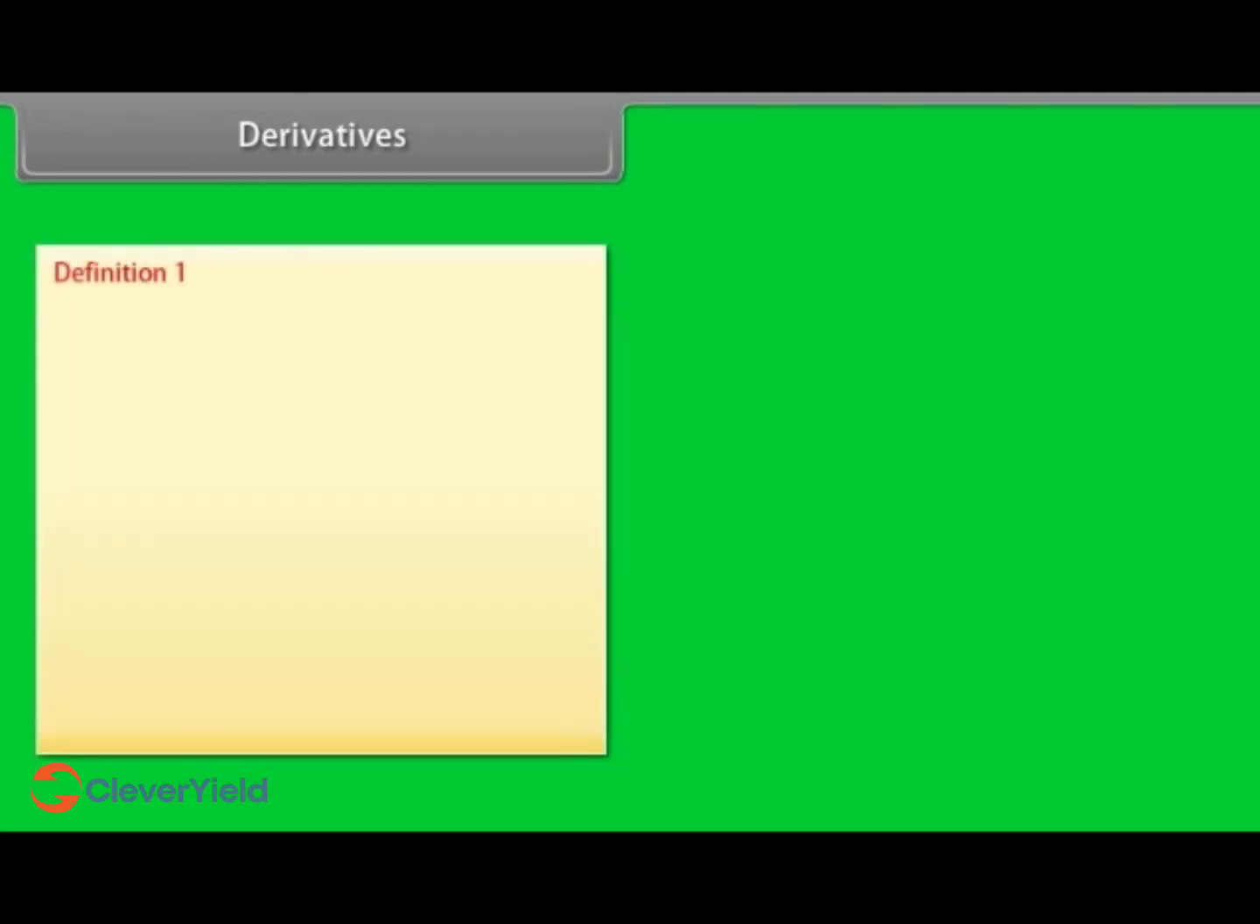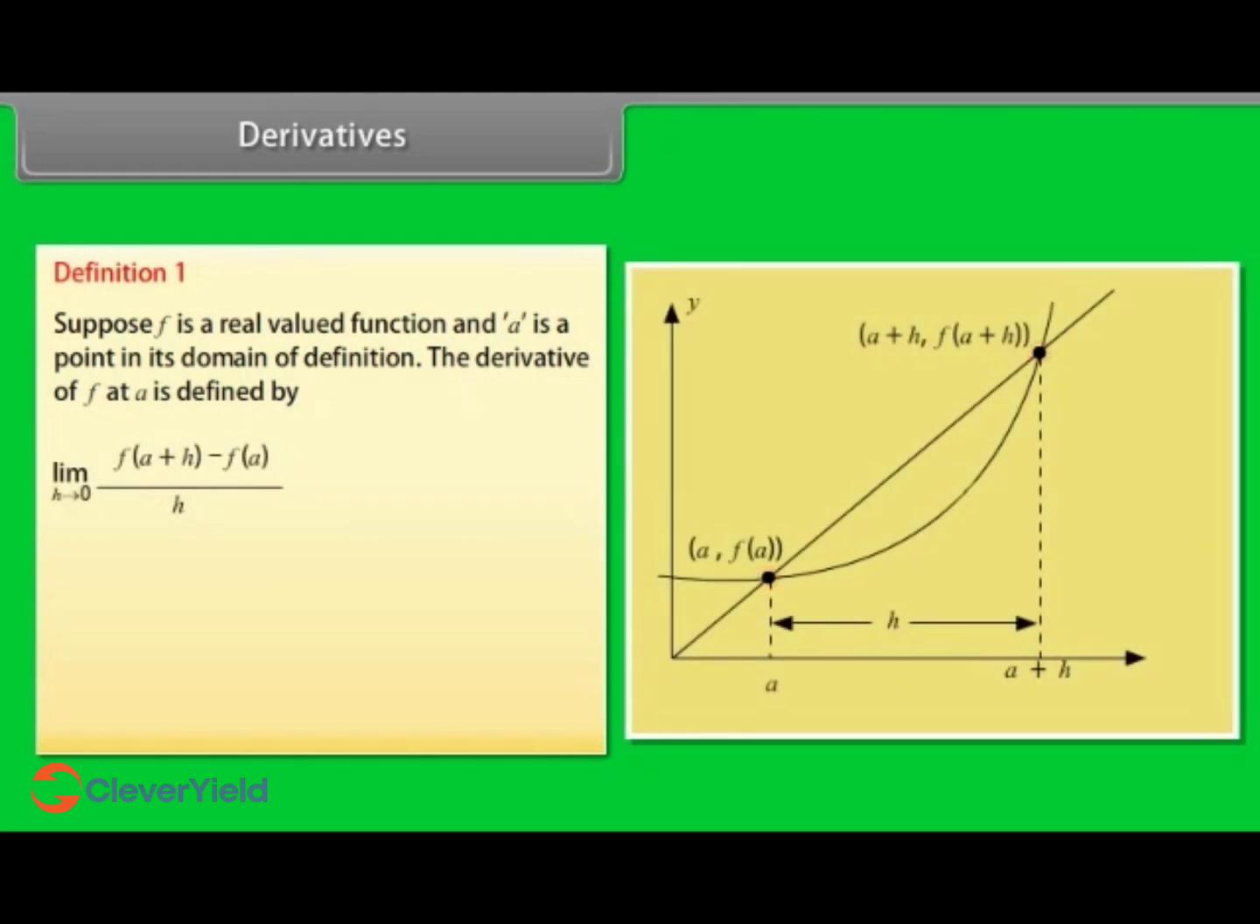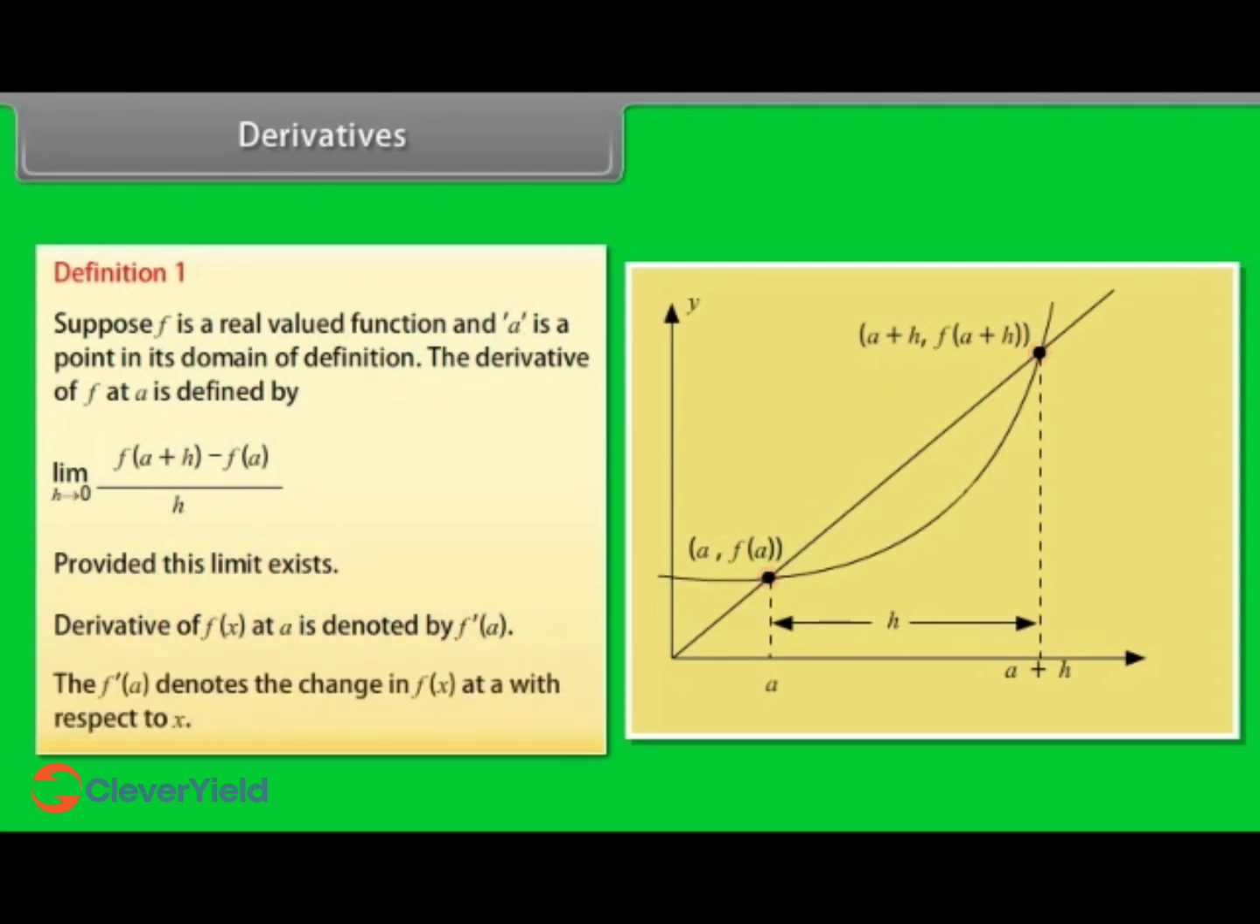Definition 1. Suppose f is a real valued function and a is a point in its domain of definition. The derivative of f at a is defined by limit h tends to 0 of the difference between f of a plus h and f of a, divided by h, provided this limit exists. The derivative of f of x at a is denoted by f dash of a. The f dash of a denotes the change in f of x at a with respect to x.